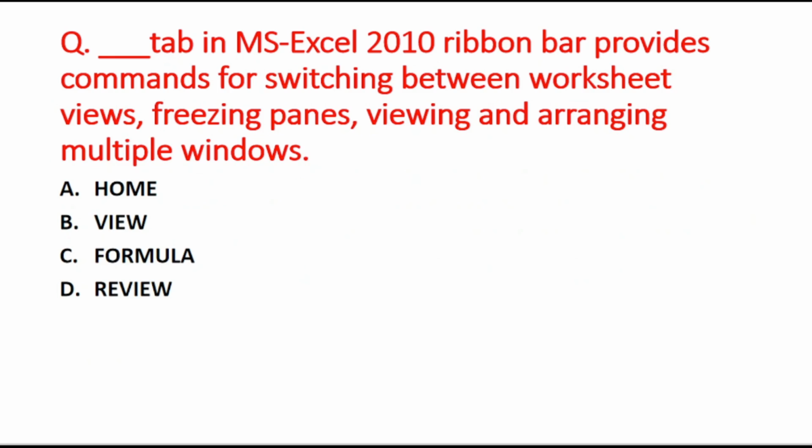ओके, so now the next question is blank tab in MS Excel 2010 ribbon bar provides commands for switching between worksheet views, freezing panes, viewing and erasing multiple windows. A option is home, B option is view tab, C option is formula and D is review. So the right answer is option B, that is view tab.